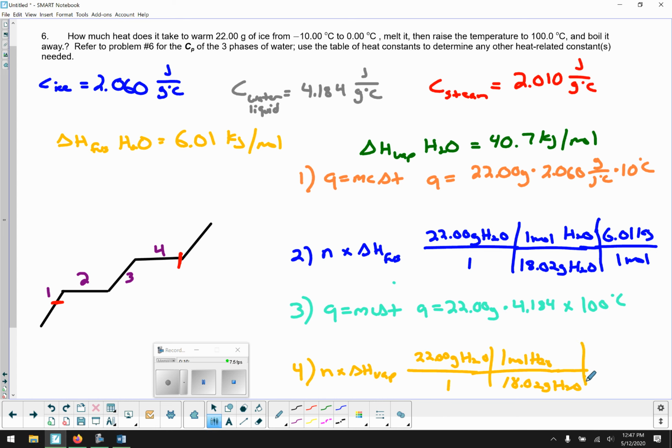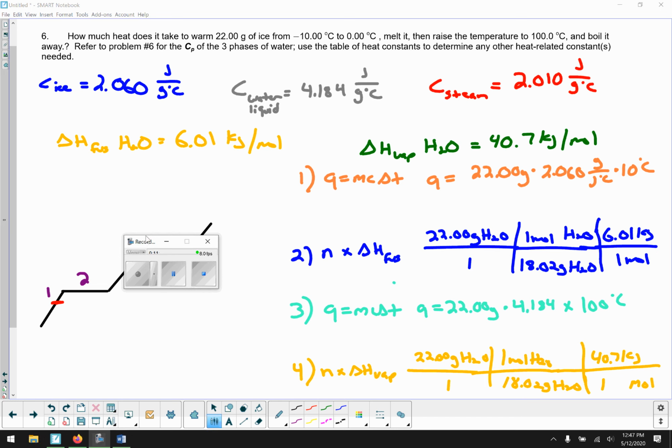And then finally, and again, I'm going to keep it in this dimensional analysis form, we can go from moles to kilojoules, because we have those numbers. It happens to be 40.7 kilojoules per 1 mole of boiling water. You don't have to set it up like that. You can find the moles and then just multiply separately, but I like to. It keeps everything organized. So all we have to do now is solve all these and total them up.